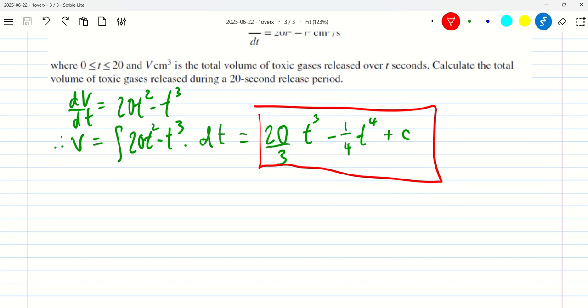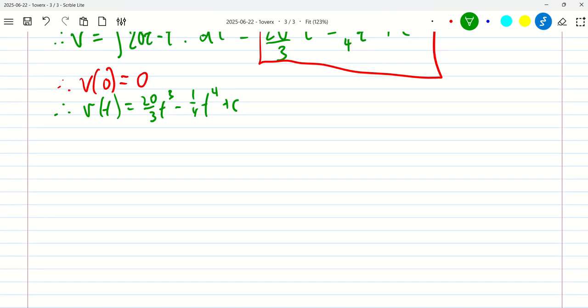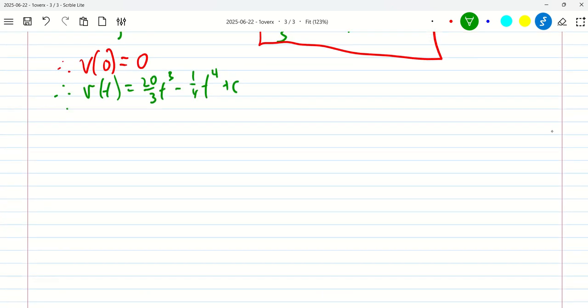Okay, so what we know, just by interpreting from the question, is that the volume after 0 seconds is equal to zero. The initial volume of gases released is equal to zero. And so we can use that fact to sub into our formula. So I'm just going to rewrite this. V(t) is equal to 20 thirds T cubed minus 1 quarter T^4 plus C. I'm rewriting that just so that it's nice and clear here. And so then I'm going to sub in V(0) is equal to 0.